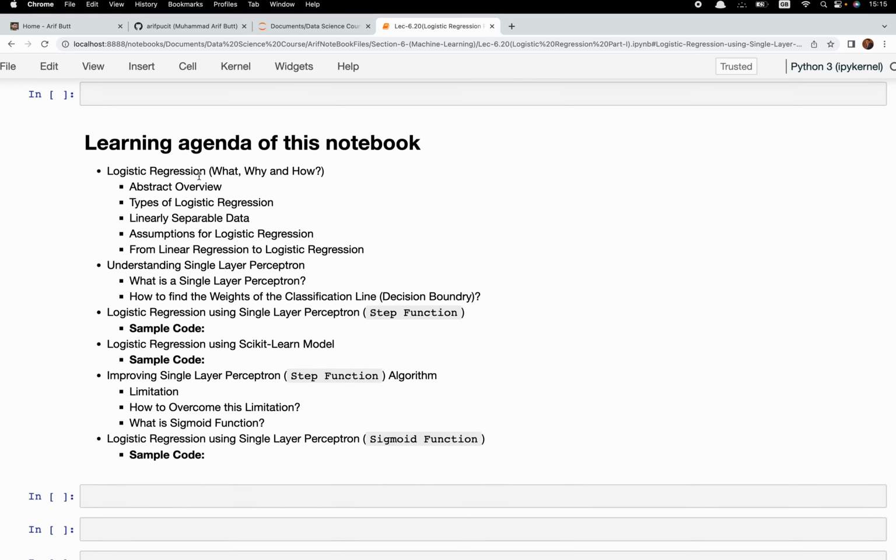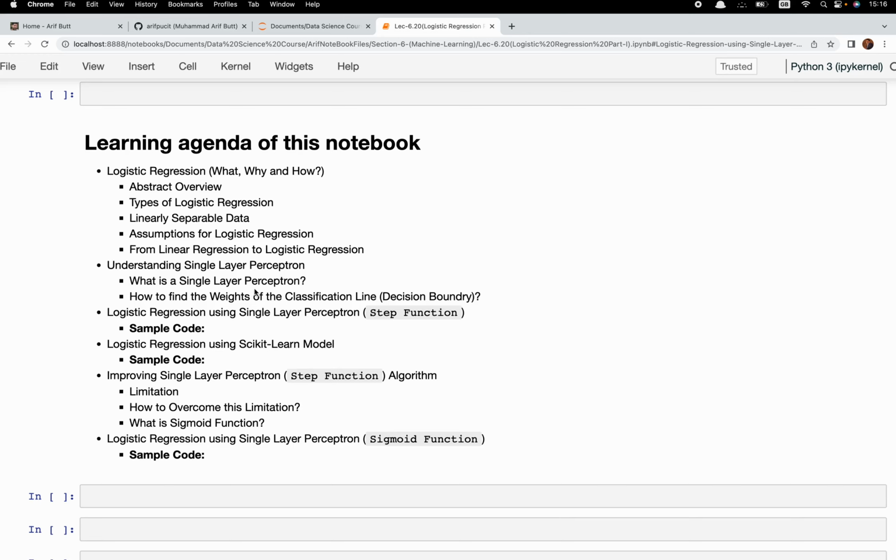Well, we will start with an abstract overview of logistic regression, its types, its assumptions, and a brief discussion on why it is called logistic regression, whereas it is a classification algorithm. Then I will discuss the architecture of a single layer perceptron, which is a basic computational unit of a neural network that is designed to perform binary classification of input vectors.